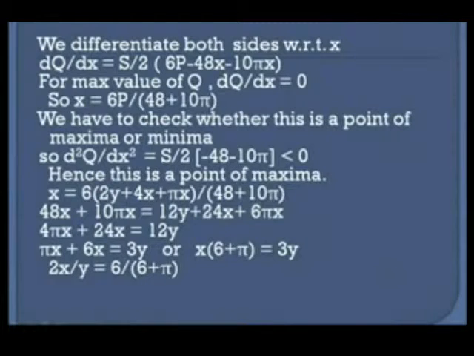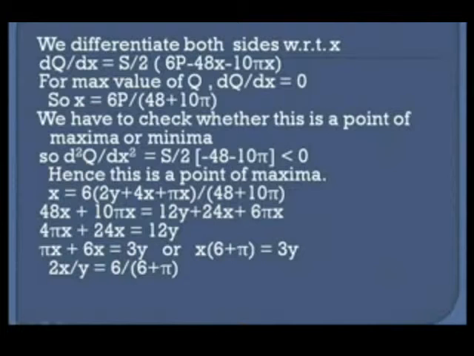Thus when this equation is equated to 0, we get x equal to 6p divided by 48 plus 10 pi. Now we have to check whether this represents a maxima or minima, and for that we again differentiate dQ by dx with respect to x to get d square Q by dx square equal to p by 2 into minus 48 minus 10 pi. Now this is definitely less than 0. Thus d square Q by dx square is less than 0, and so we can say that x equal to 6p by 48 plus 10 pi is the point of maxima.